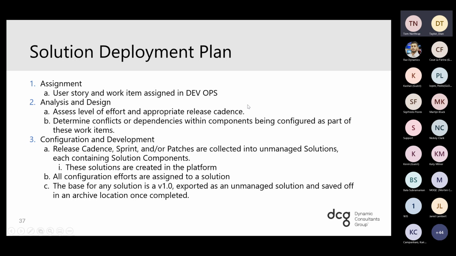So you assign work items, you analyze and design the work items, determine if there's conflicts or dependencies with components being configured. So are these work items modifying the same components? And then configuration and development, you need to determine your sprint or your release cadence. And maybe you create solutions around those cadences. Maybe sprint 1 is its own solution, and then sprint 2 is another solution. That's another way to group them.